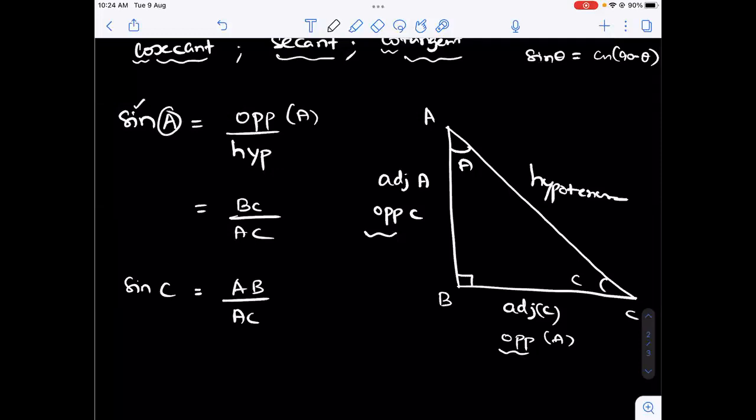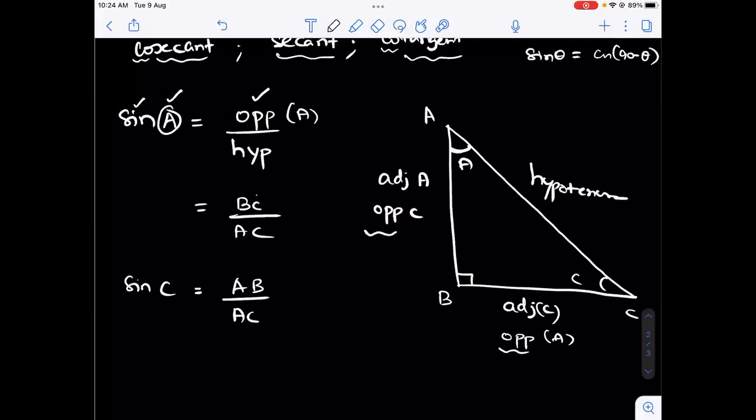Sine basic definition is opposite by hypotenuse. But when you're putting that angle inside sine, you need to mention opposite of angle A. Why did I write opposite of angle A? Because I'm trying to write sine of angle A. So what is the opposite side of A? That is why I wrote it as BC.